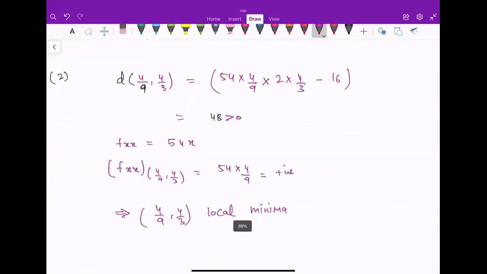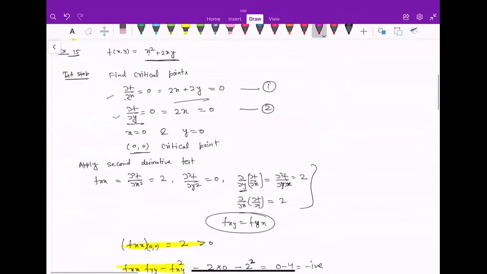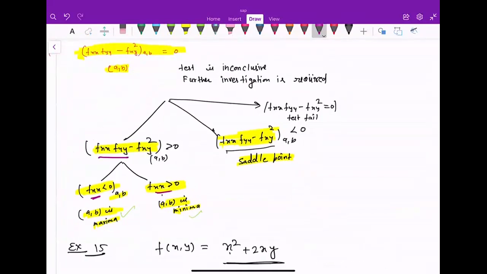So any confusion? Ma'am, after we found the discriminant, why did we compute fxx again? What I have written here: the discriminant is greater than 0, less than 0, or equal to 0. If it is greater than 0, then we get two cases: fxx less than 0, fxx greater than 0. If fxx is less than 0, then the point (a, b) is maxima. If it is greater than 0, it is minima. So if the discriminant is greater than 0, you cannot yet say whether it is maximum or minimum, but you have these two cases. If it is less than 0, then it is a saddle point.